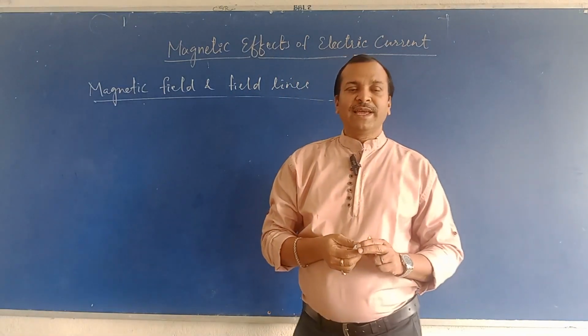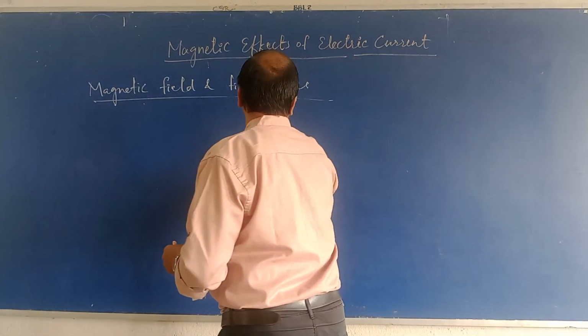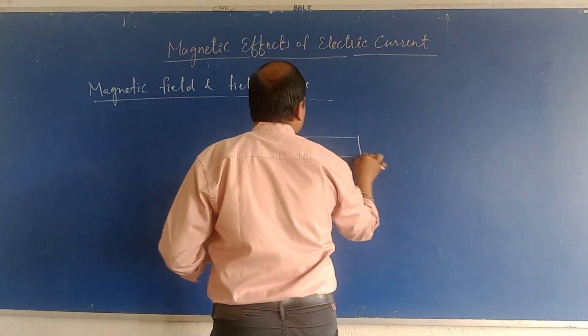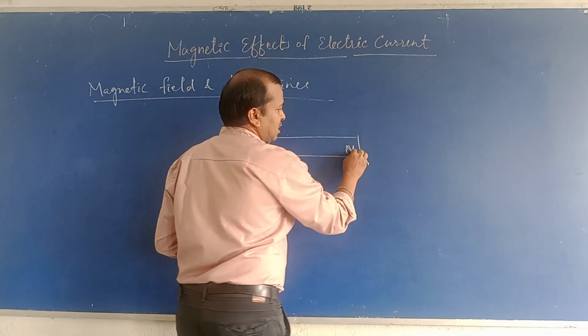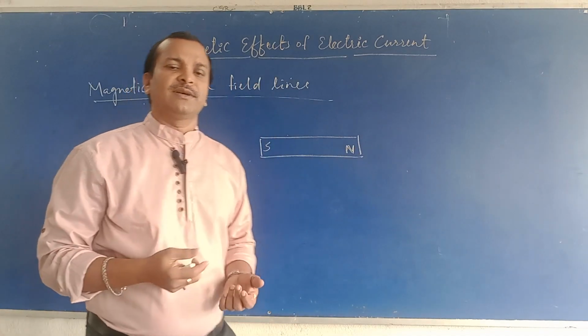Suppose we take a bar magnet. This is a bar magnet. We can write north and south. We have to write this, it is a must. If we do not write it, then we will deduct marks.